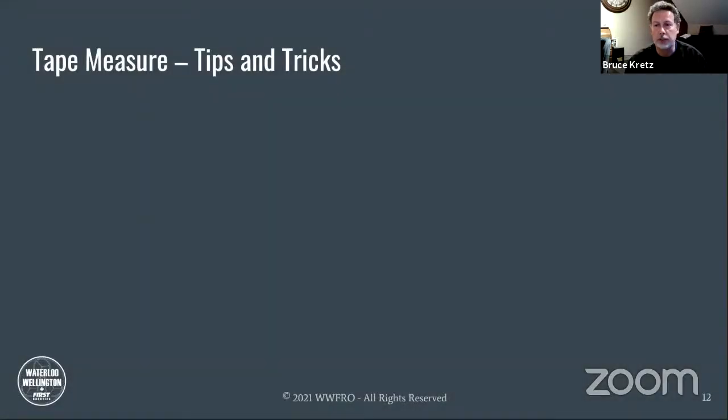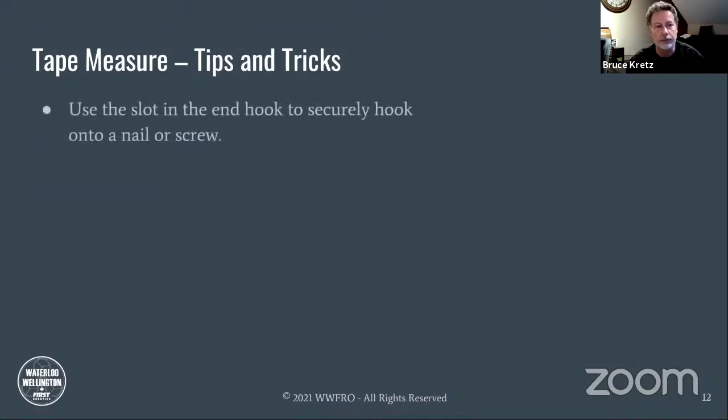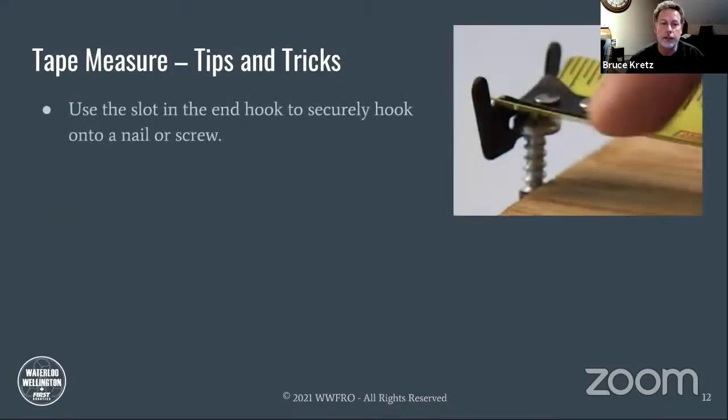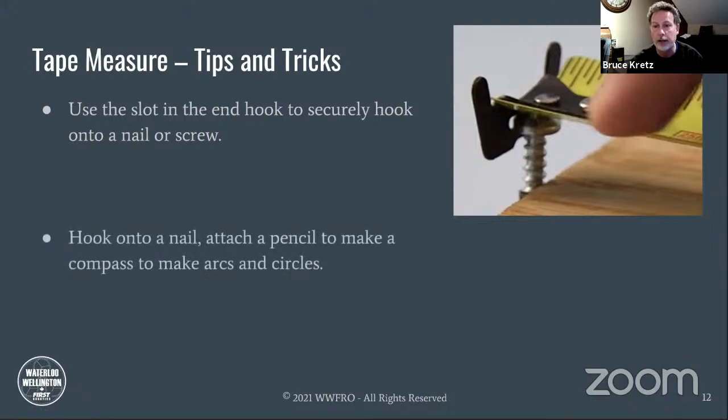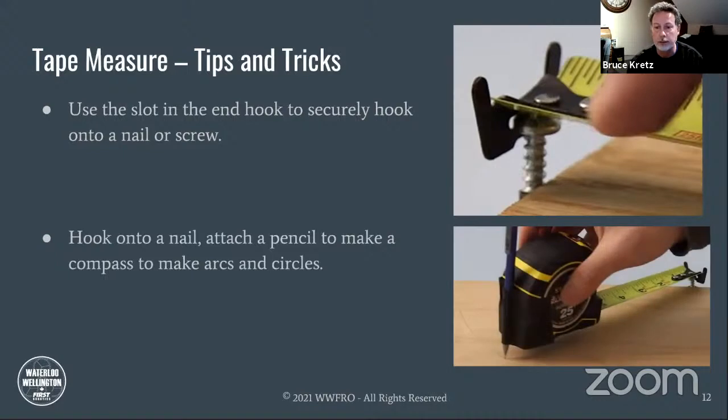So some tips and tricks with tape measures. Use the slot in the end hook to securely hook onto a nail or screw. This is like a second set of hands if you can't manage to keep the hook on the piece that you're trying to measure. That is specifically why that is in that hook end. Hook onto a nail, attach a pencil to make a compass, to make an arc or circle.